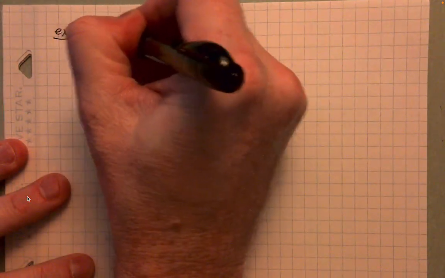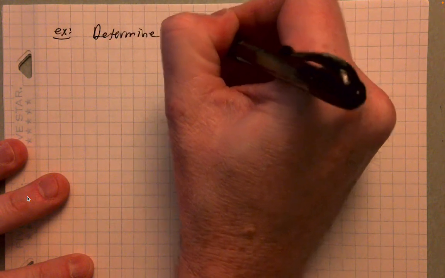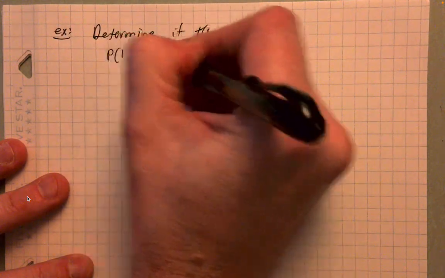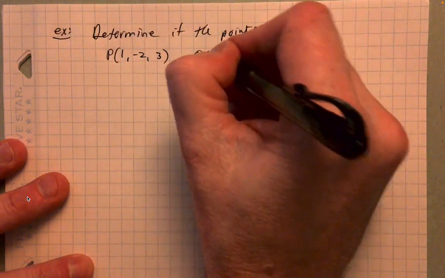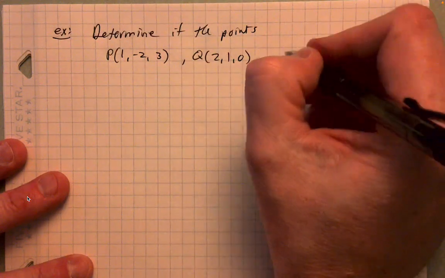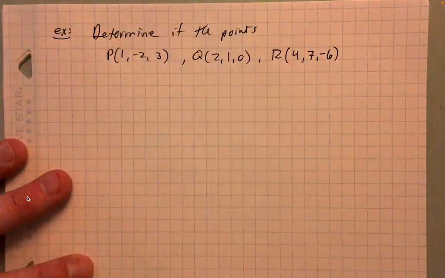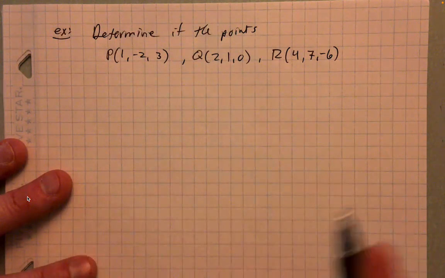Let's do another example. Again, we're trying to bridge the transition from two-dimensional space to three-dimensional space, and develop some intuition about 3D space. So let's determine if the points, I'm going to write them here, P is 1, -2, 3, Q is 2, 1, 0, and R is 4, 7, -6, all lie on the same line.